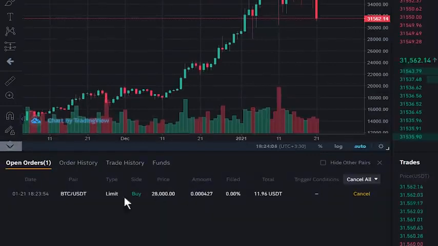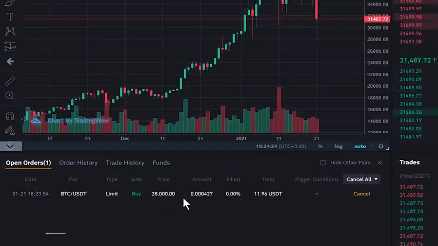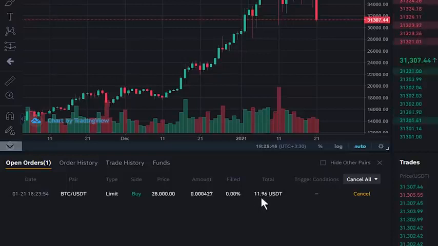You can see here that we have one open order and the information related to this order, like the type, which is limit. It's a buy order. It will be executed at 28,000 or a better price. This is the amount, 0% filled, and this is how much it's worth in terms of Tether. Pay attention that this 11.96 Tether is deducted from your available amount of Tether, and you don't have access to it anymore because it's locked in this open order, and it's not Bitcoin yet, and you can simply close this order by clicking on cancel.